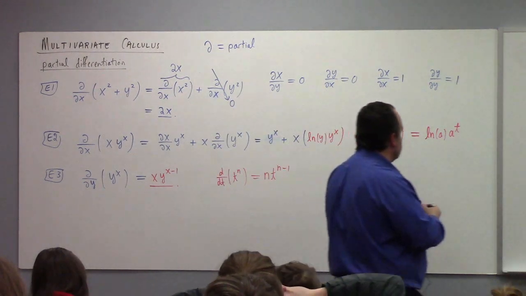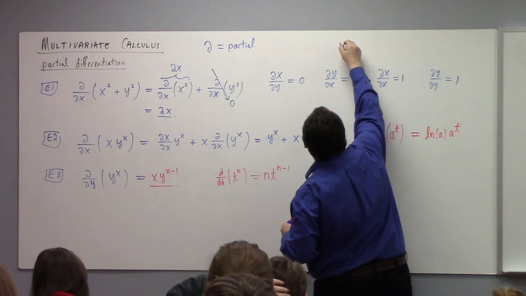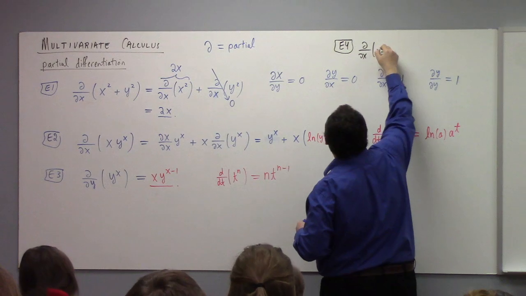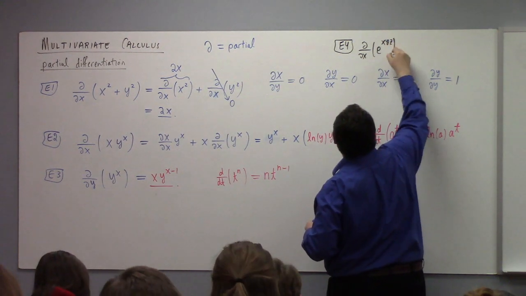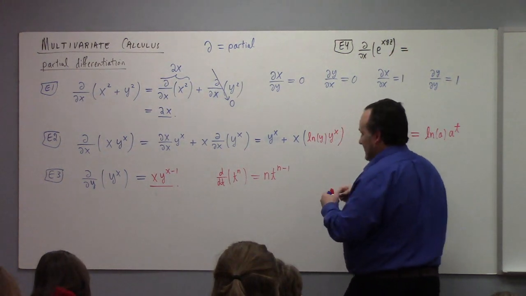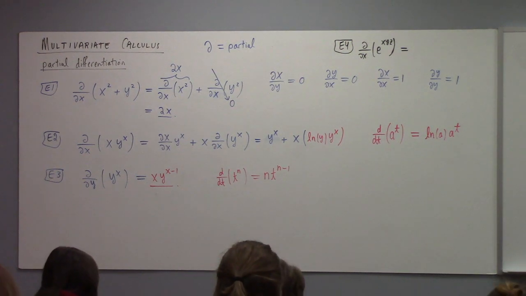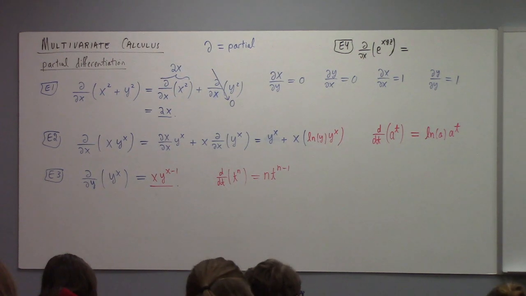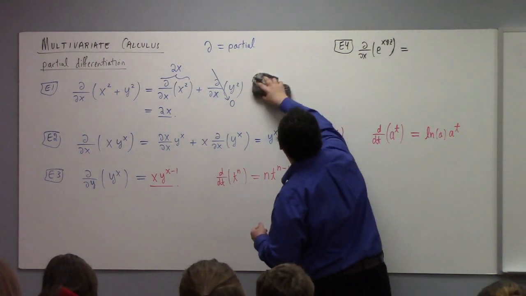Example 4. Guess I'll put it up here. What do you guys think would happen if I had, say, partial x of e to the xyz? How would that go? You're like, z, wait a minute, I thought we were just doing x and y. No, we could also do x, y, z. If I have an expression with x, y, z, I'm thinking of x and y and z in this context as being independent variables, when I calculate that partial x.